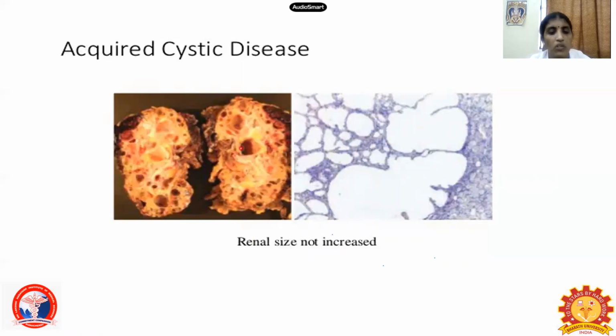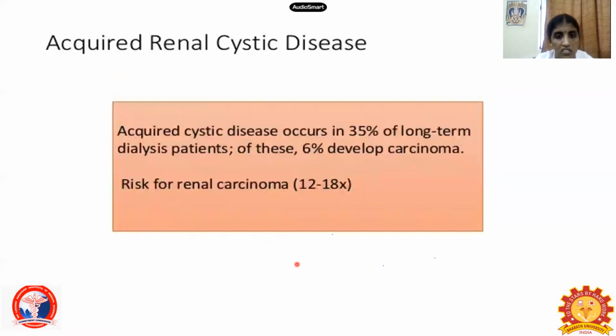This is almost equal to polycystic kidney disease, right? But then what is the major difference? You can see the size of the kidney is either still normal, or mildly enlarged, or reduced. But what you see in a hereditary polycystic kidney disease is that the kidneys are massively enlarged. Here the renal size is not increased. That is one of the differentiating points between the hereditary and an acquired cystic disease.